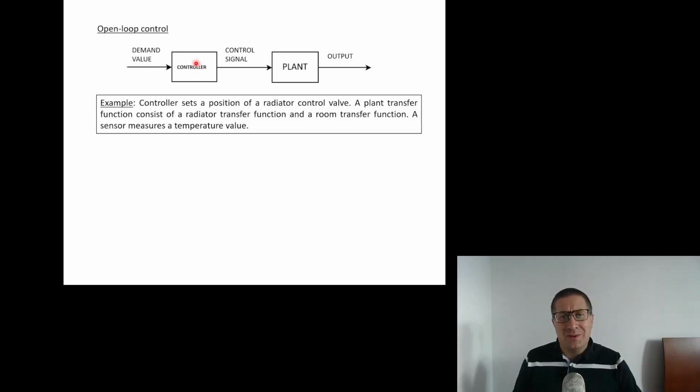So what we can do is we can try to create a model that translates the demand value into control signal. If I want to have 22, I should open the valve to 80%. If I would like to have 20 centigrades, I should open the valve to 30%. If I would like to have 12 centigrades, I should close the valve. Such a characteristic. This is the simplest approach. Such approach is called open loop control.